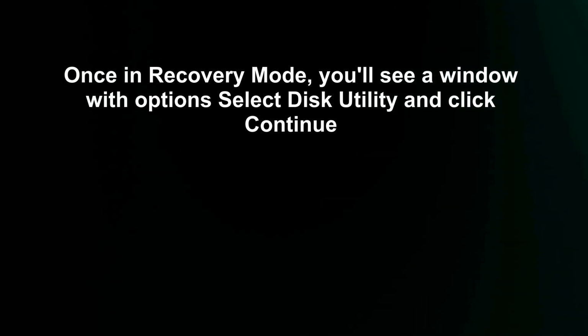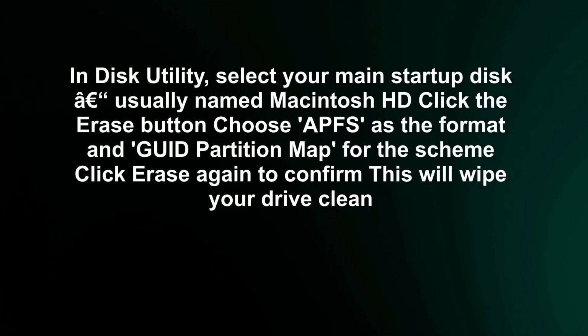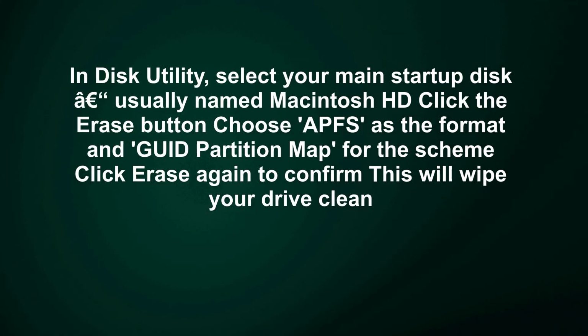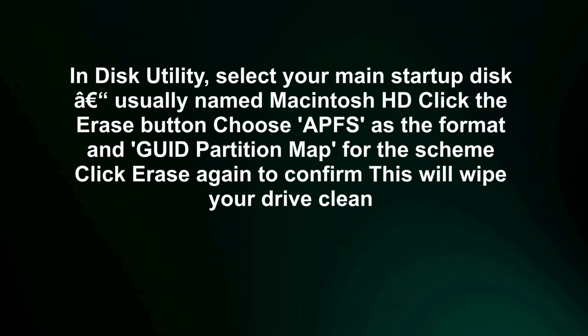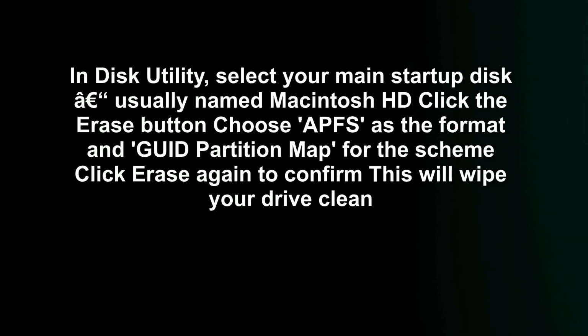Once in recovery mode, you'll see a window with options. Select Disk Utility and click Continue. In Disk Utility, select your main startup disk, usually named Macintosh HD. Click the Erase button. Choose APFS as the format and GUID Partition Map for the scheme. Click Erase again to confirm. This will wipe your drive clean.